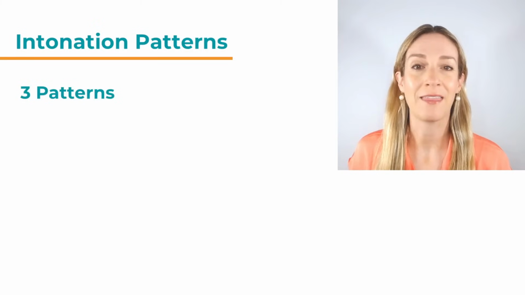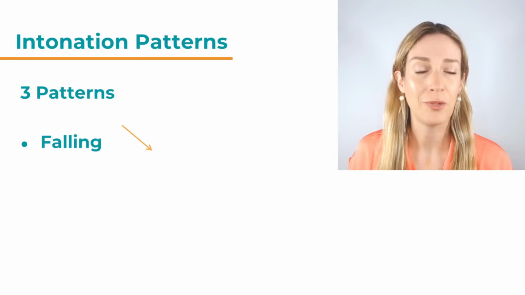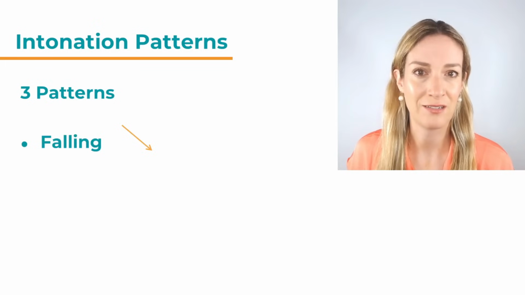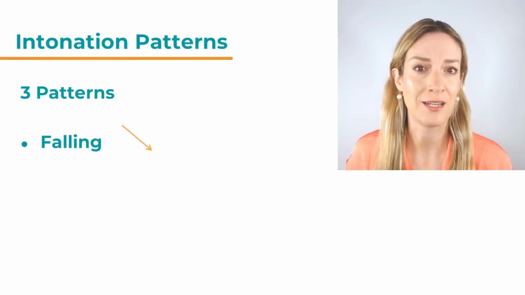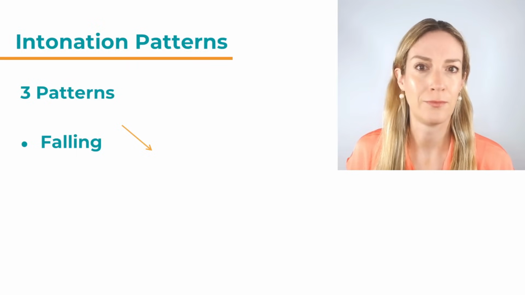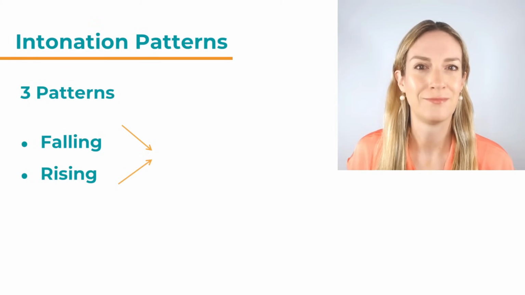Now, let's have a look at the three main patterns of intonation. First of all, we have a falling intonation. I'm going to give you an example by humming a falling intonation. Hopefully, you are able to hear the fall at the end of this utterance. Then we could have a rising intonation. Hopefully you were able to hear that too.